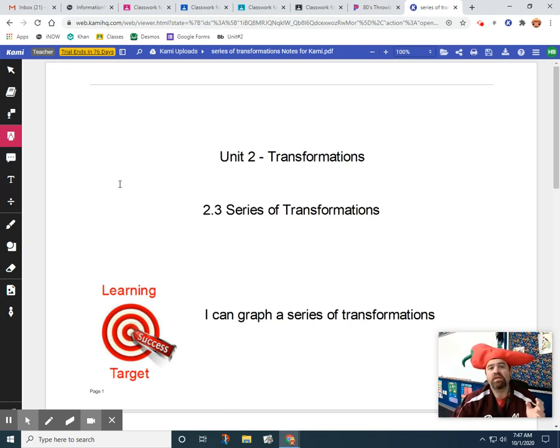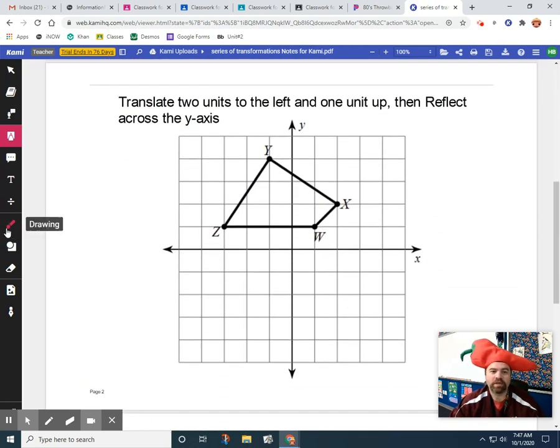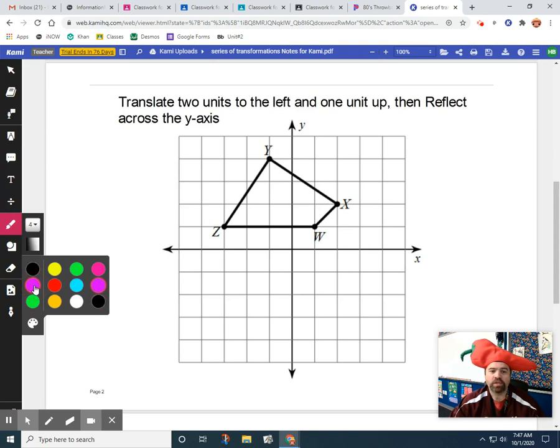So any of these series that I ask you to do is going to be a combination of just those two. So you might be doing two translations back to back, or two reflections back to back, or one of each. It just kind of depends on the problem. So my goal is to show you how to do these. Probably the best way to explain it is that you're going to do them one at a time.